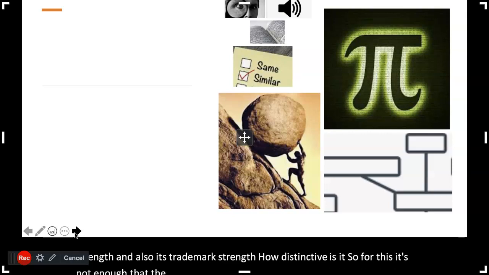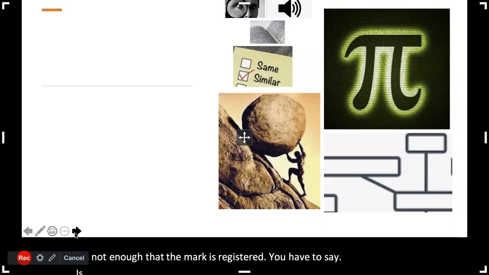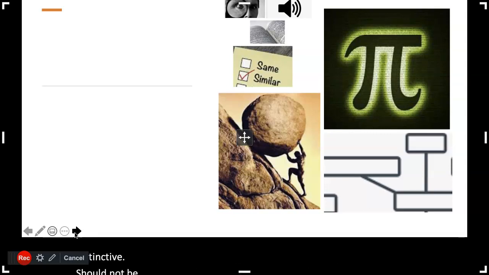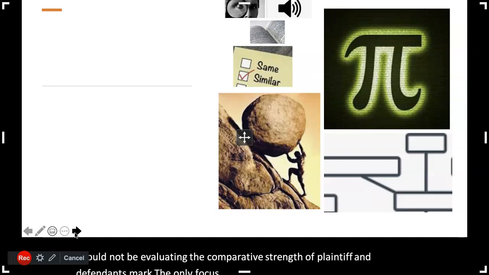You have to say, is the mark, say, suggestive versus arbitrary or fanciful, if it's a word mark. Or if it's a trade dress, you have to show why it's really unique, i.e. more distinctive. You should not be evaluating the comparative strength of plaintiff and defendant's mark. The only focus is the plaintiff's strength, market and trademark.